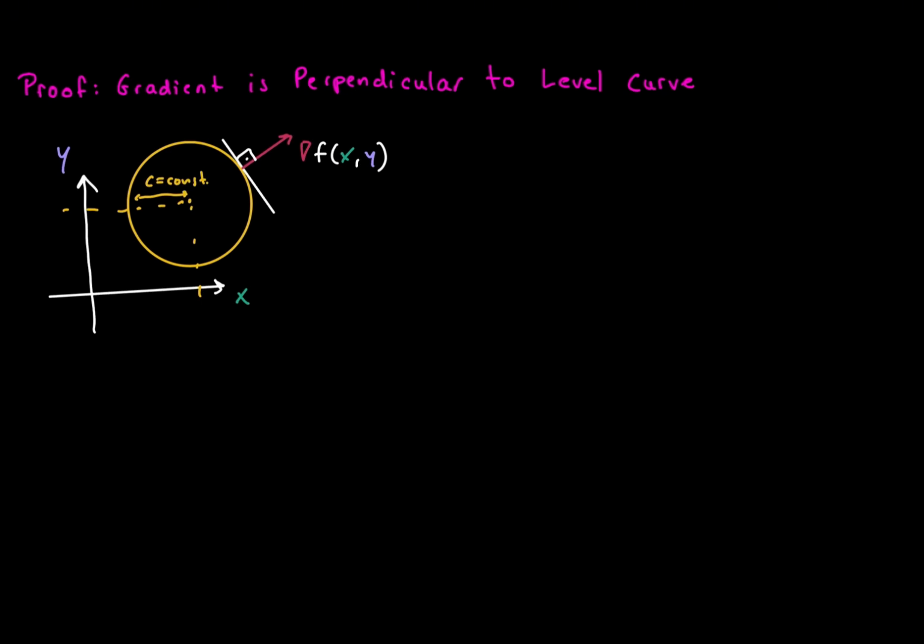At the same time, the gradient points in the direction of steepest increase. So intuitively, moving along the curve should be perpendicular to the gradient. Now let's show this rigorously.